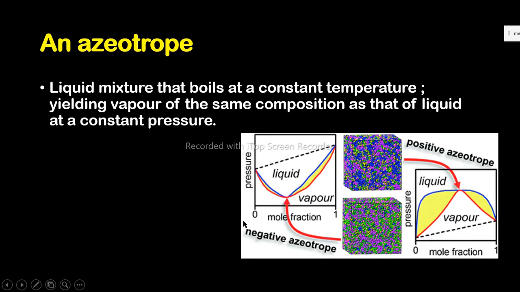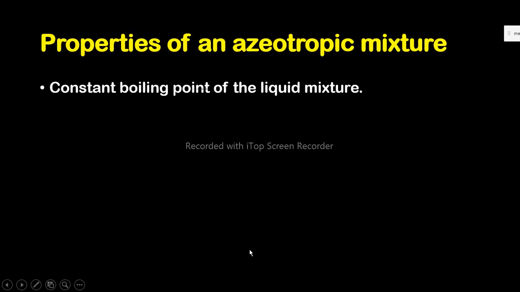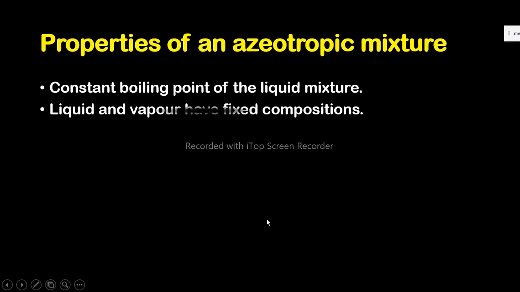So let's see some different properties of an azeotropic mixture. Number one, it has a constant boiling point. Yes, even if you fractionally distillate, the boiling point cannot change, you have to just leave what you have extracted and then you apply other means.